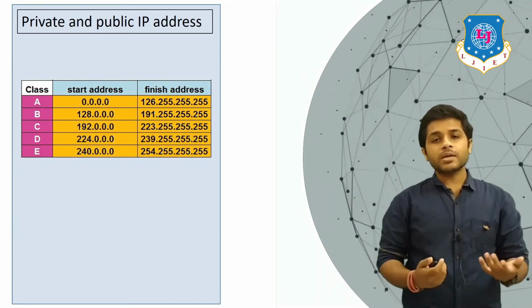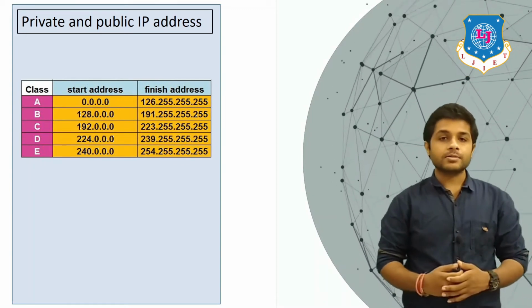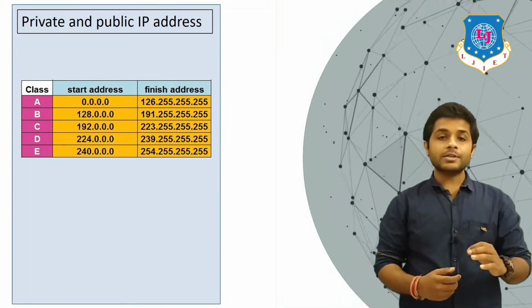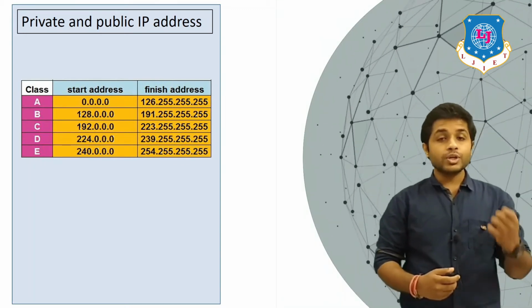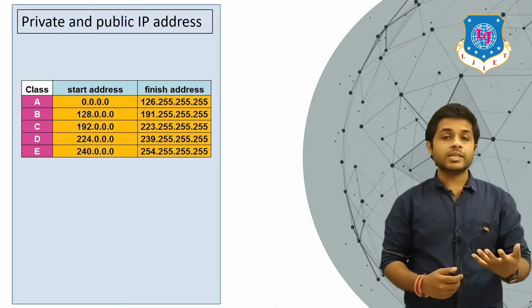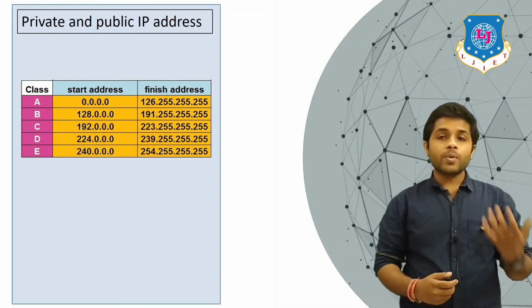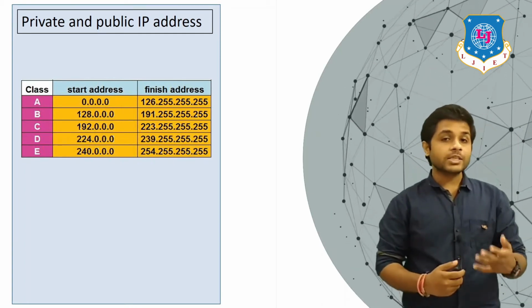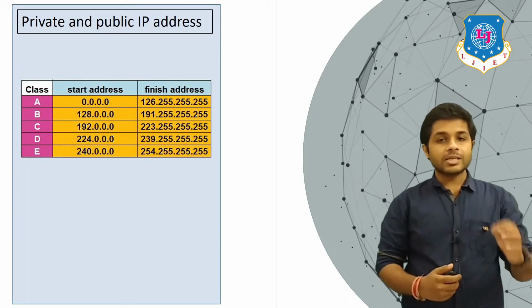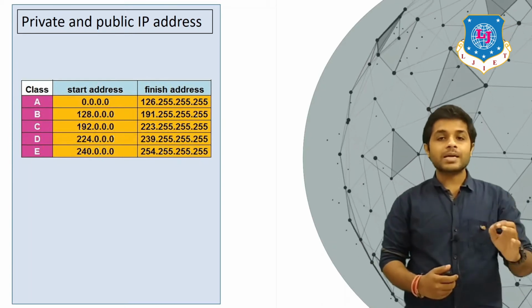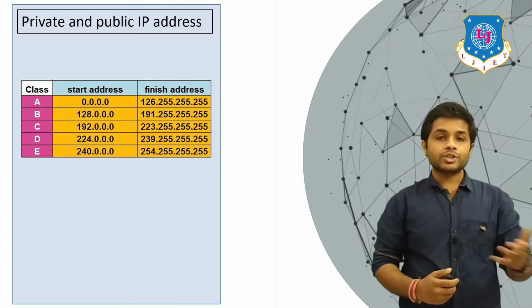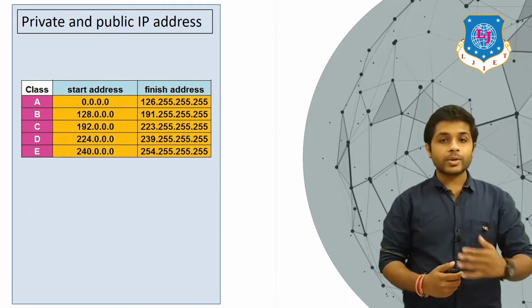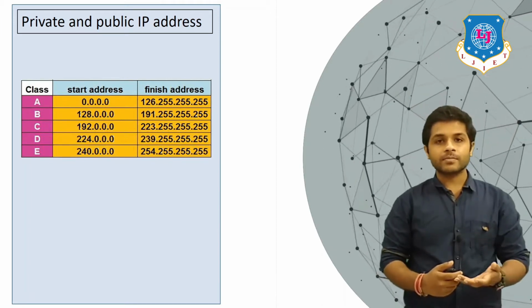Now, what is the meaning of public and private IP addresses? Public IP addresses are those using which you can access the internet. You can communicate over the internet. When you purchase a plan from your internet service provider, they assign you one public IP address for your device so that you can connect and communicate over the internet.